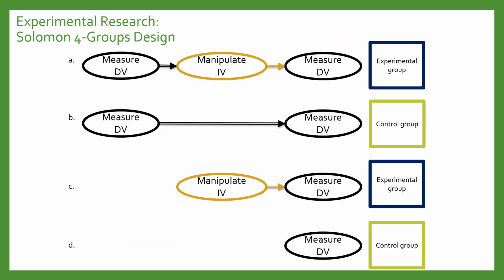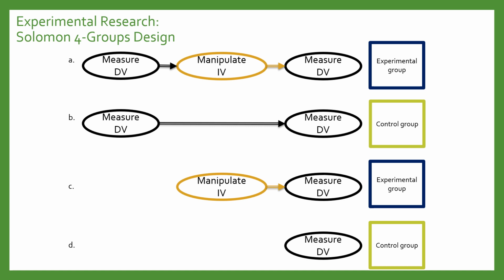So the Solomon four groups design, as you can see here, is a bit complicated and it requires a pretty large sample to pull off. But it is the best way to determine with certainty if an independent variable causes observed changes in a dependent variable. So in condition A, that's your experimental group 1. They get a pretest. You measure the dependent variable, right? Then you receive the intervention, and then you receive the post-test.